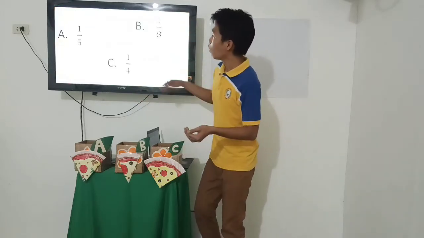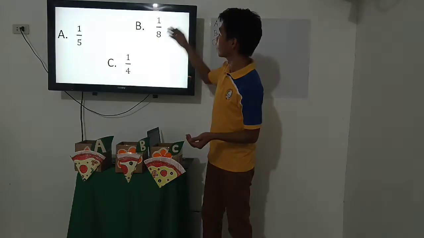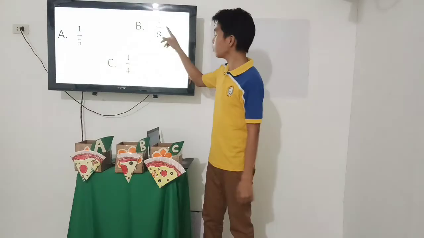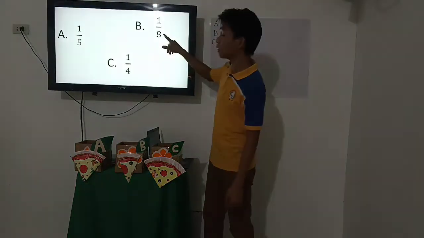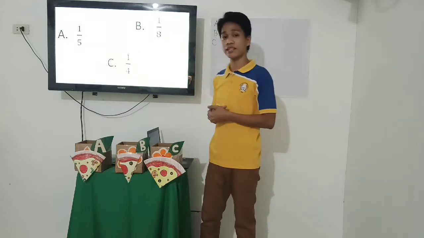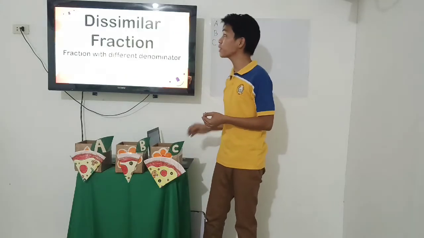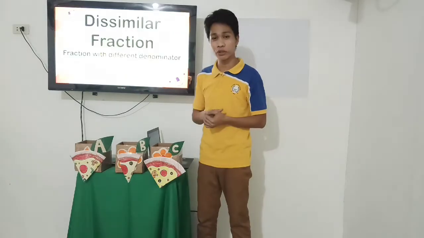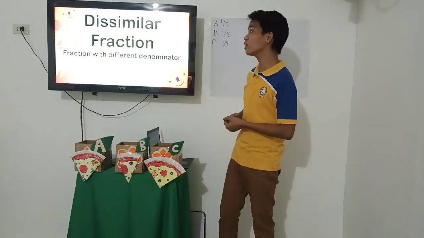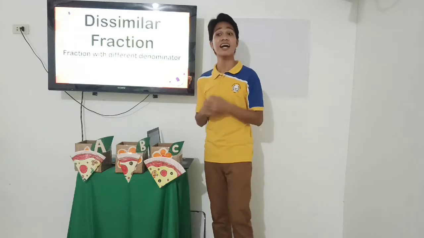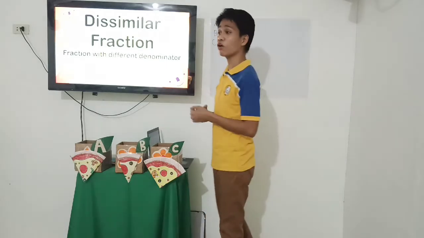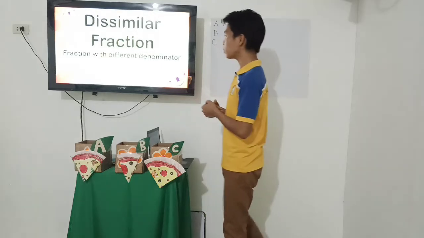Okay? 1/5, 1/8. We have 5 here and we have 8. They are not the same. And we have 4 and 8. Also, they are not the same. And 5 and 4, they are not the same. Therefore, we call them dissimilar fractions. What if they have the same denominator? Then we call them similar fractions because they have the similar or the same denominator.